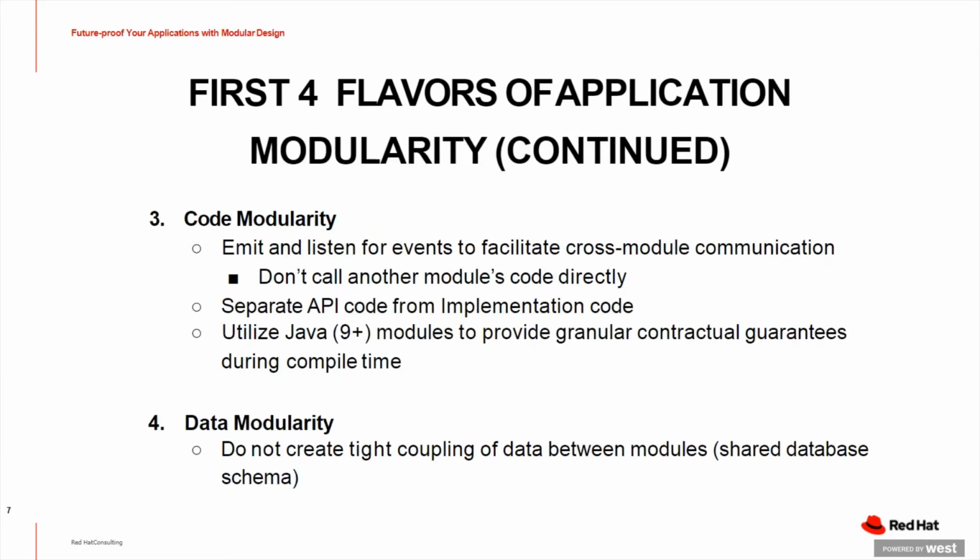The third flavor of modularity would be code modularity, where you can emit and listen for events to facilitate cross-module communication, and you don't call another module's code directly. There's also separation of API from implementation code, and you could also use Java modules to provide granular contractual guarantees during compile time. The fourth flavor is data modularity, where you do not create tight coupling of data between modules, such as sharing a database schema.